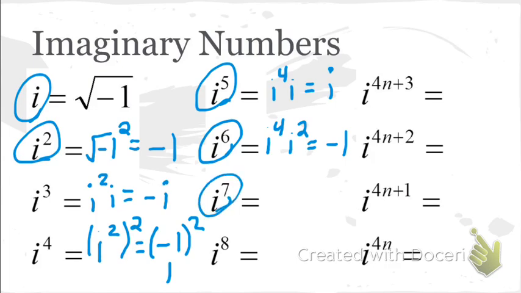i to the seventh is the same exact thing as i to the third, because i to the seventh is just i to the fourth times i to the third. And you get negative i.